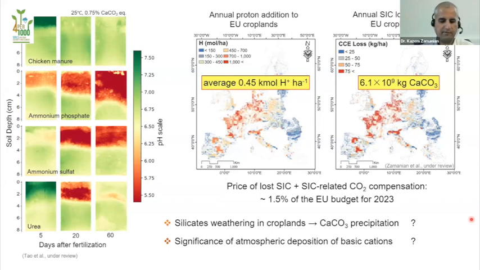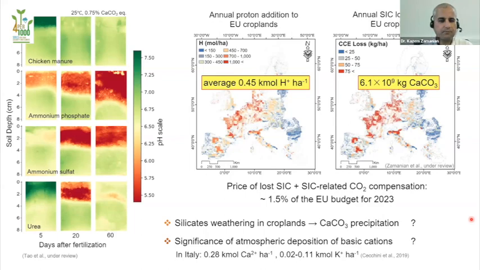Addition of basic cations by atmospheric deposition might be an option, but it may be important only in hotspots, I mean, where a considerable amount of dust can be deposited on the soil. But generally, in agricultural soils in Europe, even in the hotspots, the amount of added calcium or other basic cations by atmospheric deposition is still far less than the protons added to the soil. So when calcium carbonate is gone, it's over, and other processes like silicate weathering or atmospheric deposition cannot restore the losses.